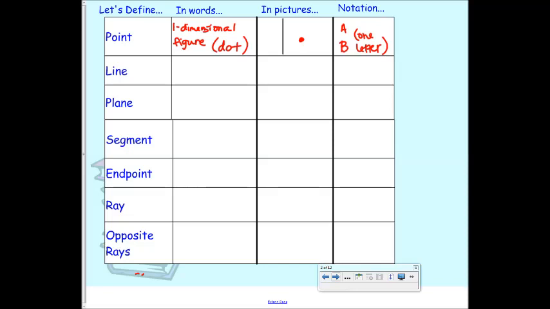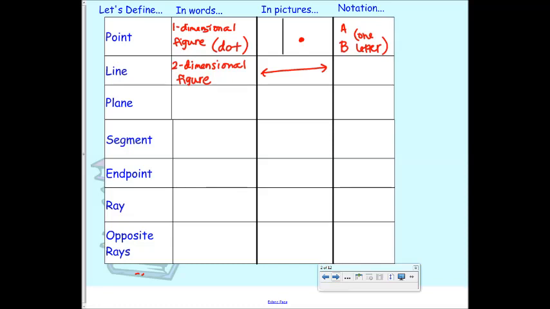So if a point is one-dimensional, what do you think a line is? A line is two-dimensional. A line has 2 dimensions. It's a 2-dimensional figure. What does it look like? A line. Okay. The important thing here, what do you notice about the ends of it? It keeps going. All right. One of the greatest examples of a line that we use in math, a lot of teachers have them hanging up around their rooms, a number line. Okay. It keeps going in both directions.